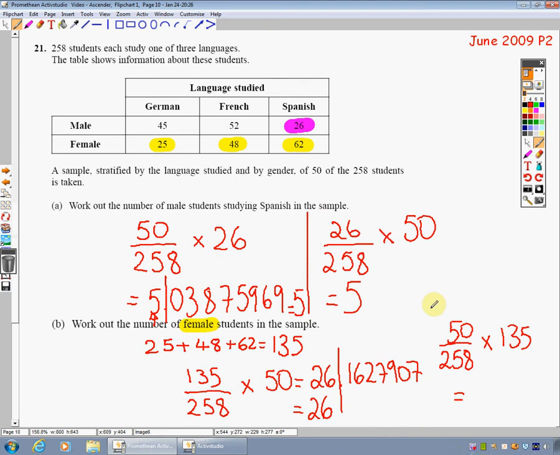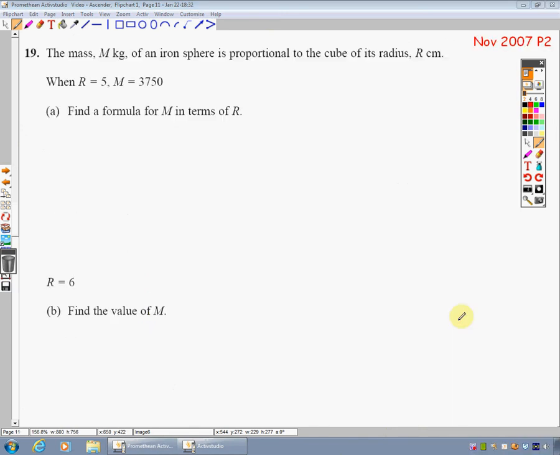Hey guys, we're on to a bit of a tricky topic now, which is proportion. We're talking about direct and indirect proportion. Here it says proportional, and it doesn't say inversely proportional, it doesn't say directly, but when it's just proportional on its own, it means directly proportional.